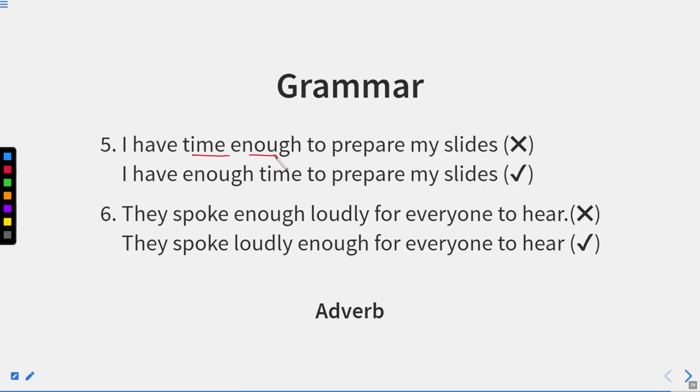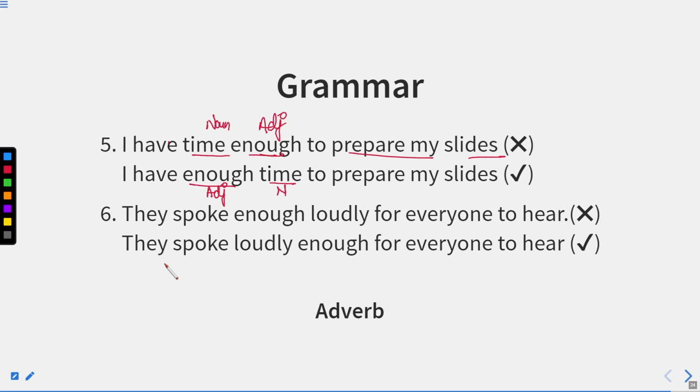I have time enough to prepare my slides. Now time is a noun, and if time is a noun, enough should be an adjective. And if it is an adjective, it should be placed before the noun. So the correct sentence will be: I have enough time. Now you can see over here the noun is time and enough is an adjective, so it is placed before the noun. I have enough time to prepare my slides.